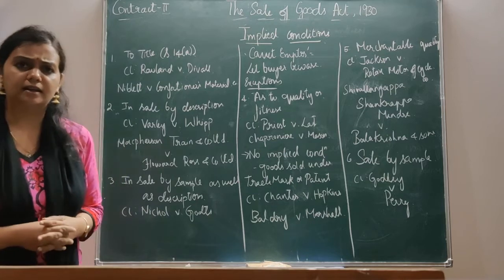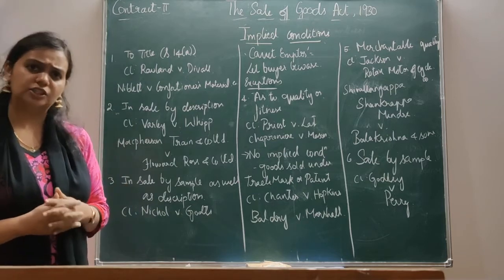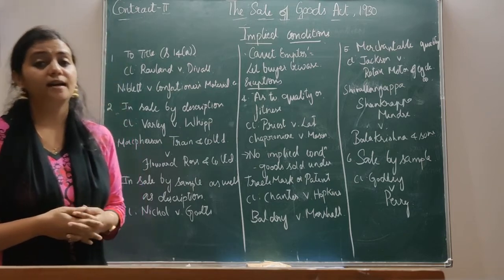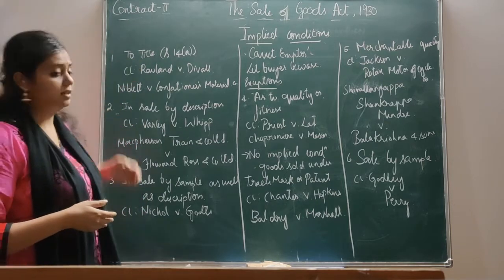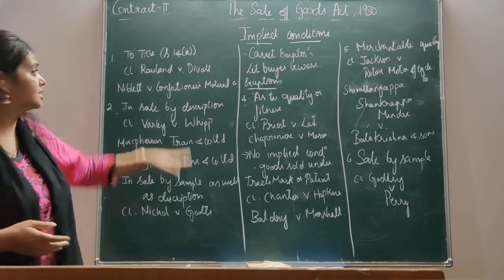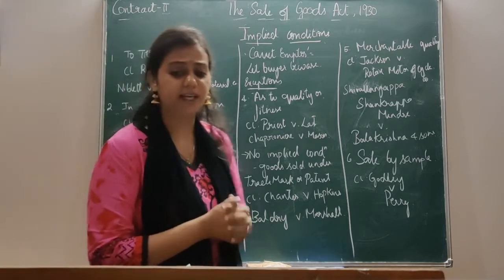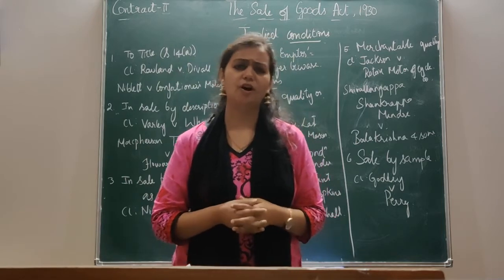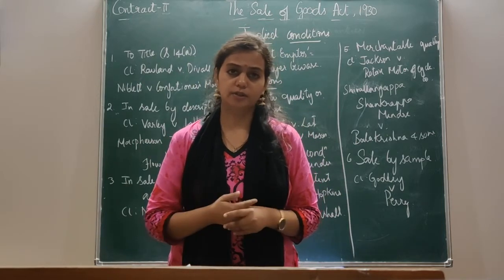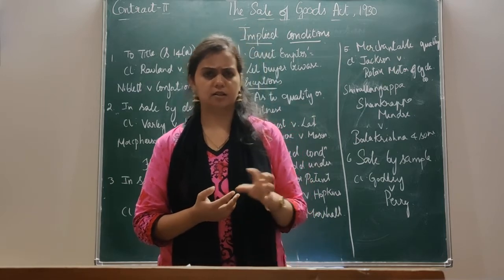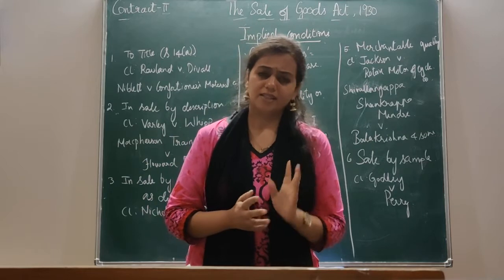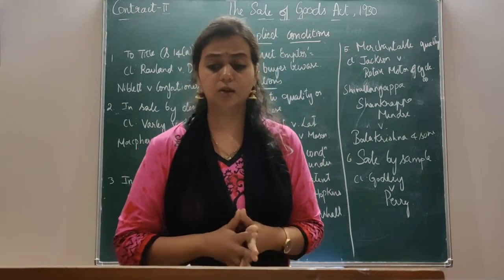What are those implied conditions? I told you implied conditions and warranties. But before going to warranty, let us see what are those implied conditions. The first implied condition is the implied condition as to title. That's given under section 14(a). So in every contract, the seller has an intention to sell his goods to the buyer. If there is any other intention, it has to be shown. But what is his main intention? He has to sell the goods.